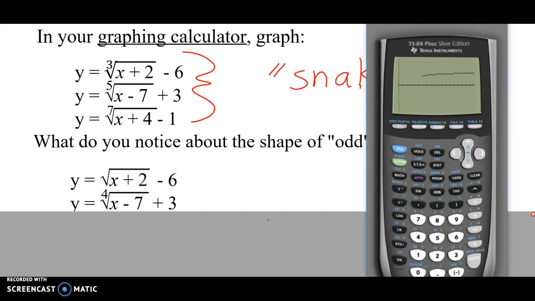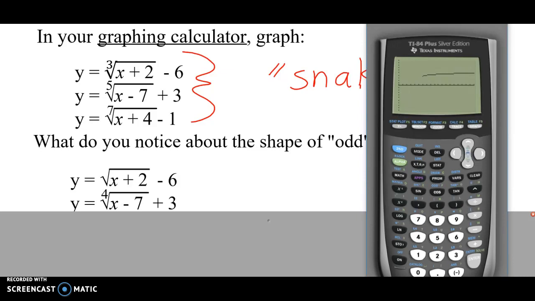Now, can you see how it's still the up and over shape? It does not have the other half that our cube and fifth and seventh roots had, right? It's only the right half of it. Because it's even. We're taking the even root.